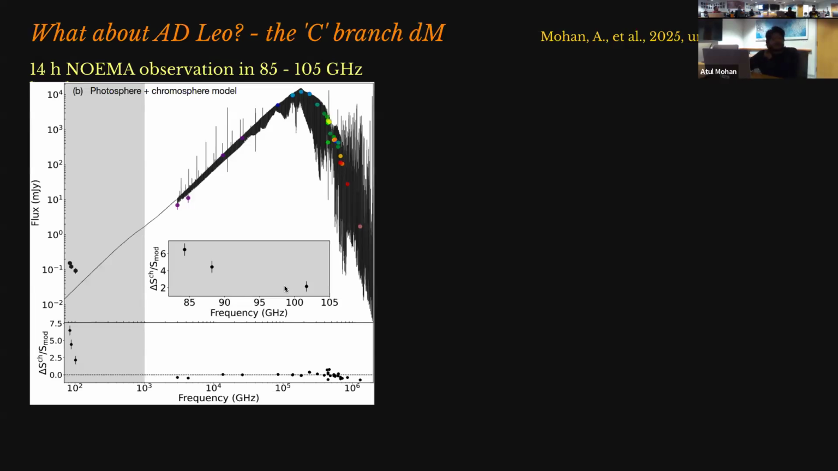We have been running a campaign with the NOEMA instrument in the 85 to 105 gigahertz band, the millimeter band. We derived the quiescent spectrum of NOEMA, eliminating all the potential flares. This spectrum is basically a Phoenix spectrum plus a chromospheric model on top, and the chromospheric model is based on observations. There was an observation grid of UV optical spectrum of the star, and this is consistent with that, so it is a data-constrained chromosphere.